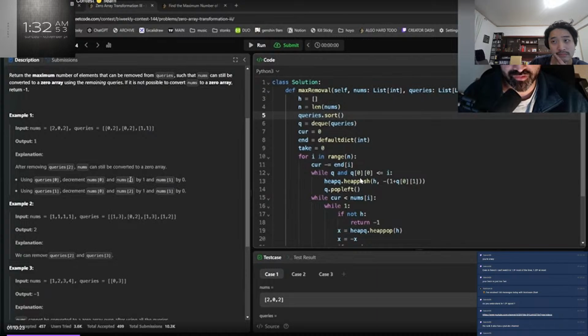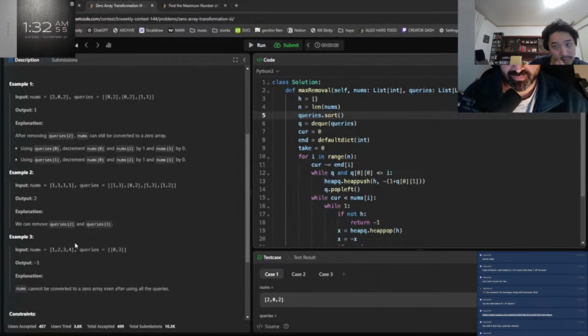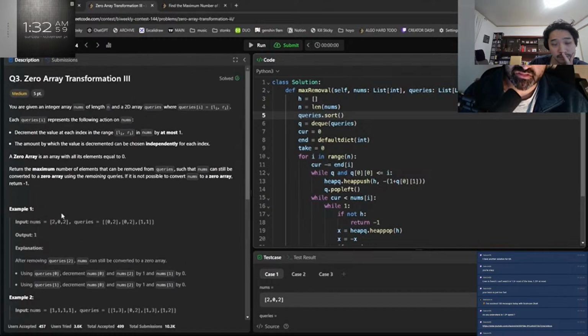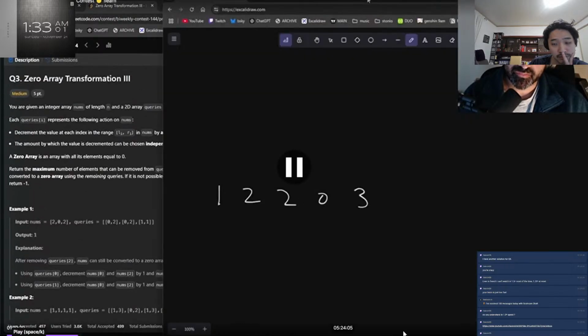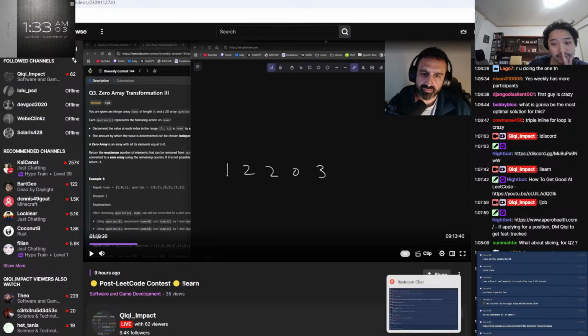Okay. When you have 2, 0, 2. Actually, yeah, example 2 might be a reasonable one. I don't know. Solaris, I think I know. I should do this. I have another solution for Q3.